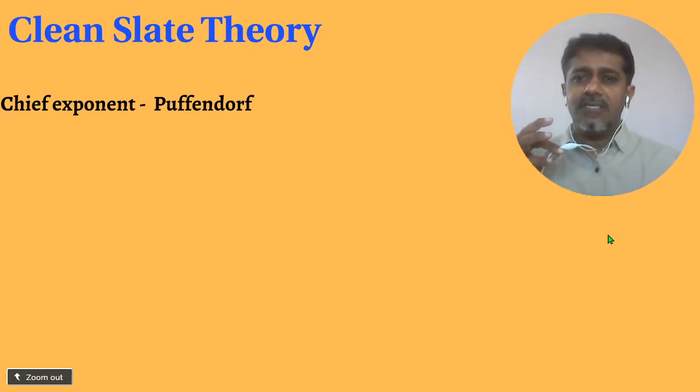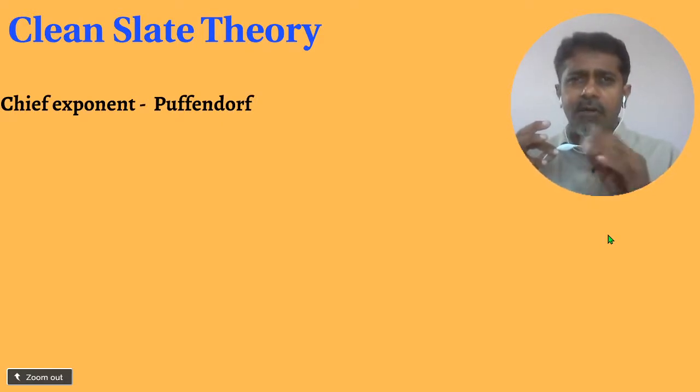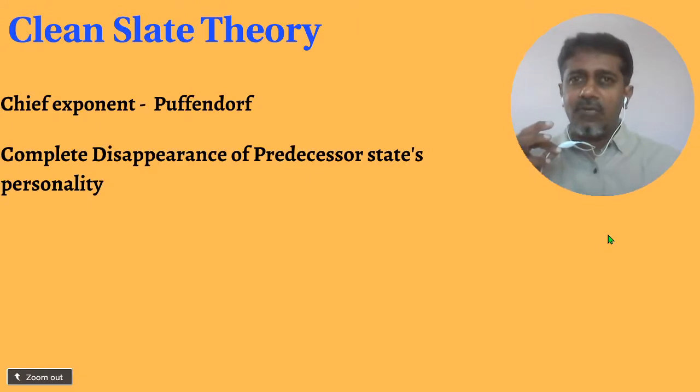The chief exponent of this theory is Pfaffendorf. There are many more supporters for them. Among them, the most important is that of Pfaffendorf. Let us try to find out what he and his supporters say. Complete disappearance of the predecessor state's personality.